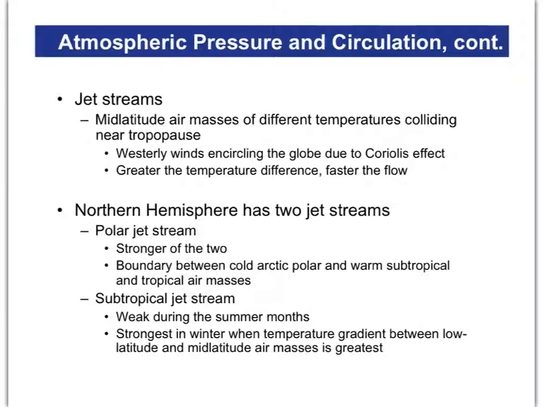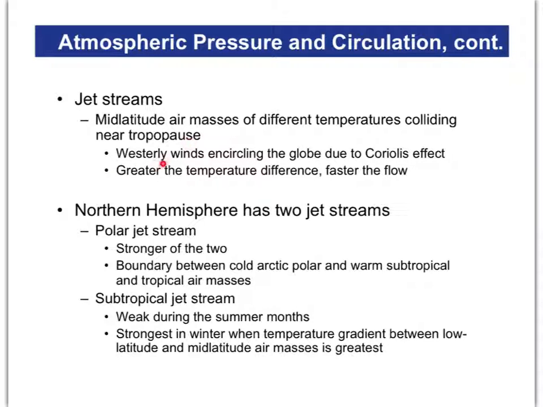Okay, so one of the results of differences in pressure in the atmosphere are things called jet streams. Jet streams you can think of as being rivers of air that are up in the atmosphere. And what they do is they're high in the atmosphere towards the top of the troposphere or the tropopause. And what they do is they encircle the globe. They kind of wave back and forth.